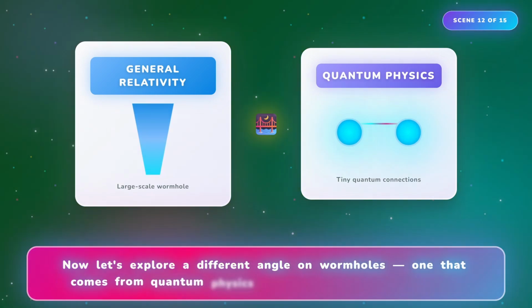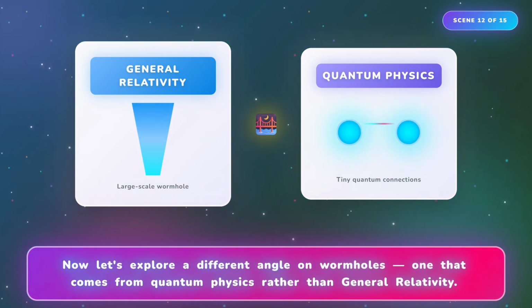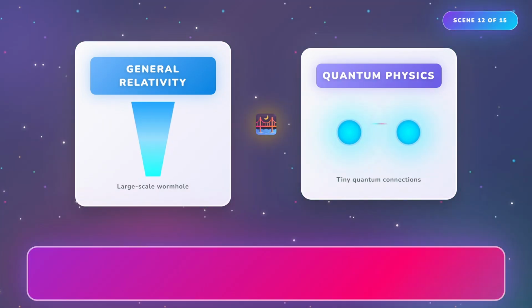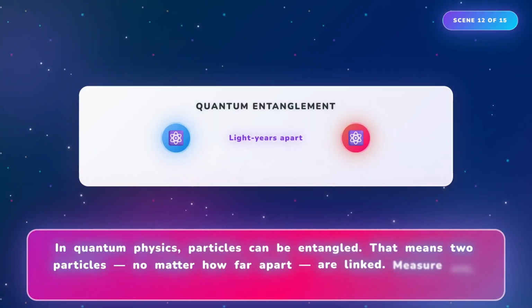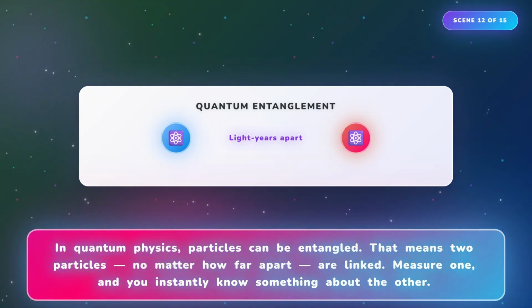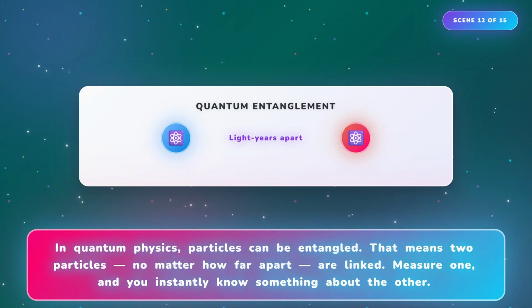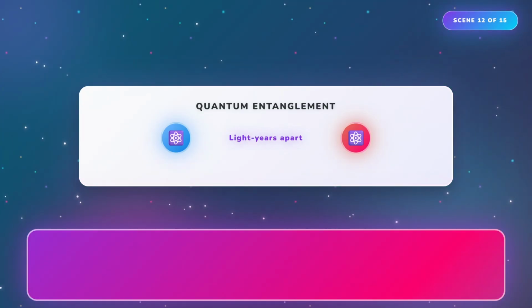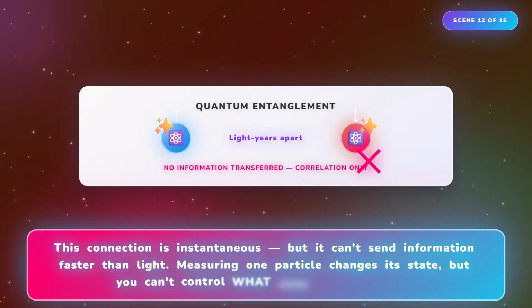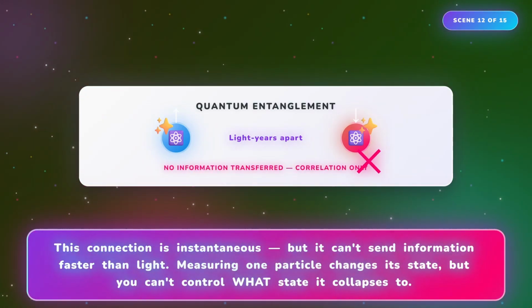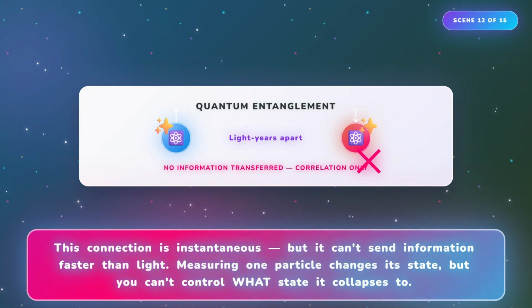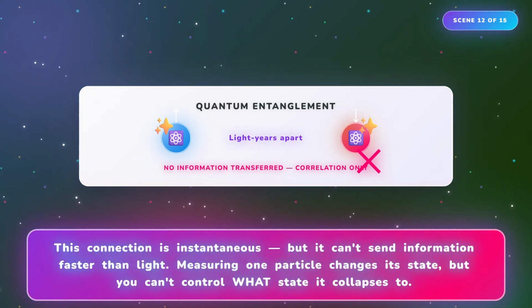Now let's explore a different angle on wormholes, one that comes from quantum physics rather than general relativity. In quantum physics, particles can be entangled. That means two particles, no matter how far apart, are linked. Measure one, and you instantly know something about the other. This connection is instantaneous, but it can't send information faster than light. Measuring one particle changes its state, but you can't control what state it collapses to.